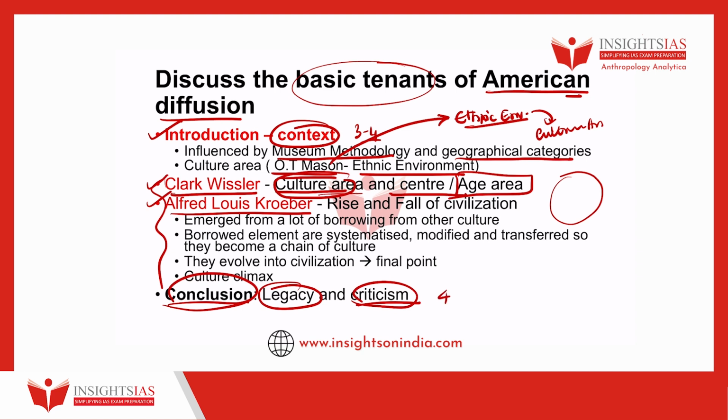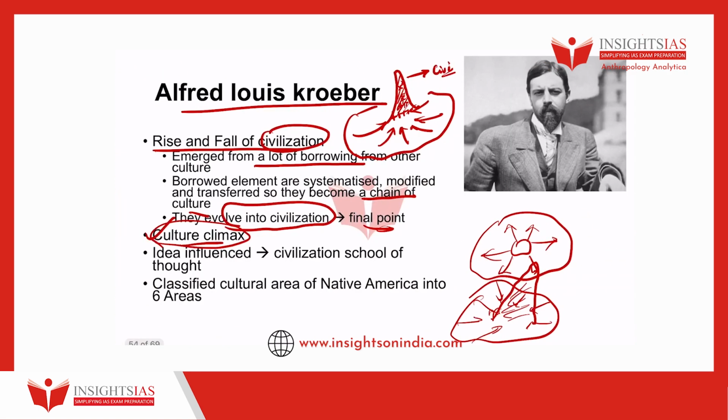So just again, four to five sentences of criticism, and finally the legacy or influence of American diffusion. You can also say, for example, that this idea of Alfred Kroeber of culture climax and civilization was taken forward by Robert Redfield to come up with the idea of great tradition and little tradition, which in turn gave rise to an entire study of civilization, or the civilizational school of studies. So that is the legacy of Alfred Kroeber. Its idea influenced the civilization school of thought.